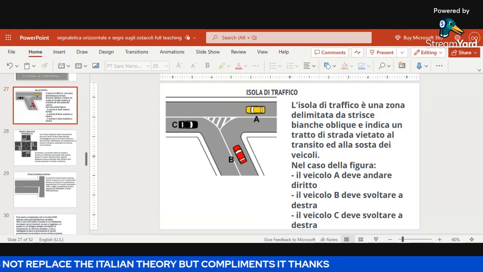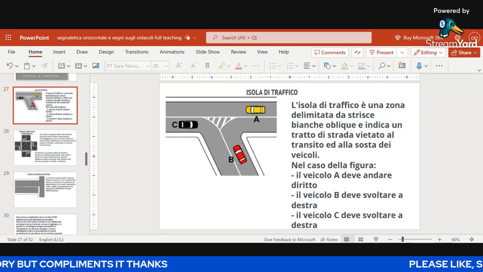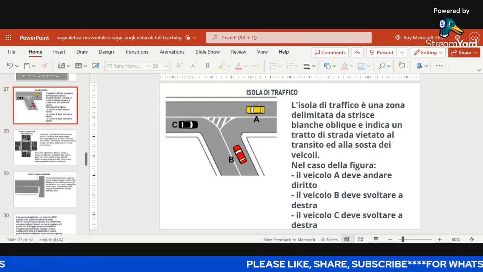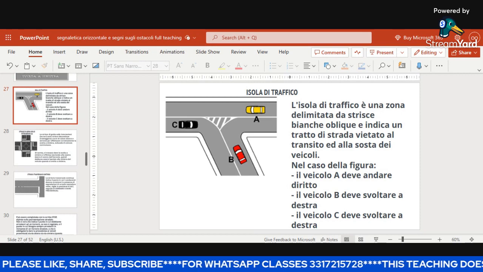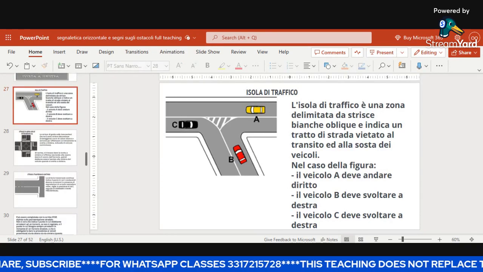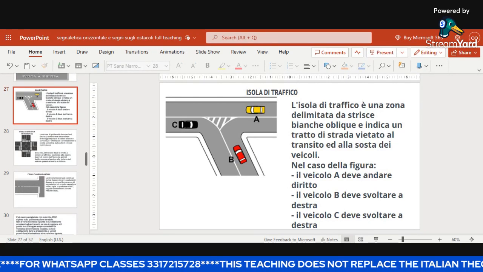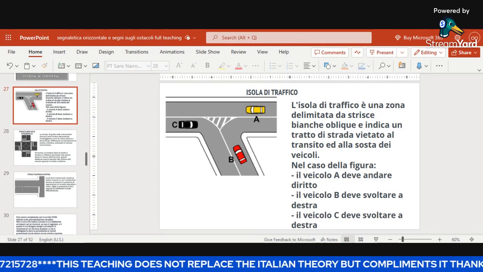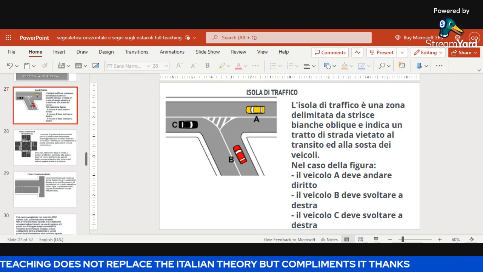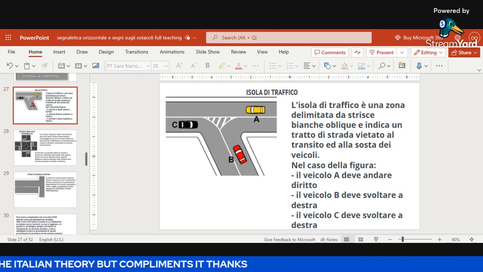Okay, in today's video, we'll be talking about isola di traffico. Now, I've done the one with the discontinuous line in the previous video, so I recommend you go back and watch that particular one, and know the difference between that one and this one. This one is made up of a continuous line, which cannot be crossed, unlike the one with dotted lines, which is called Striscia Discontinua. That one was in the previous video, so please go back and watch it so you can know the difference.